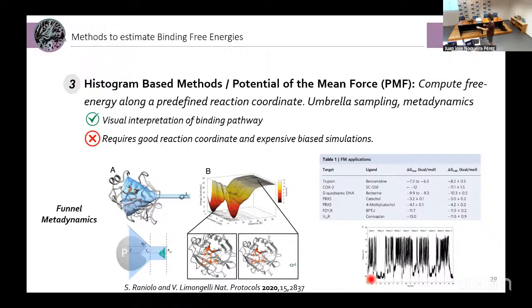And I don't know if you can see the values here, but here you have experimental free energies for different proteins and ligands, and here you have the ones calculated with metadynamics. More or less, all of them are within 1 kcal/mol difference, which is also quite good.